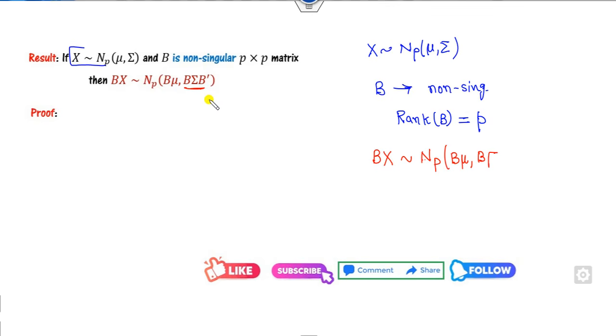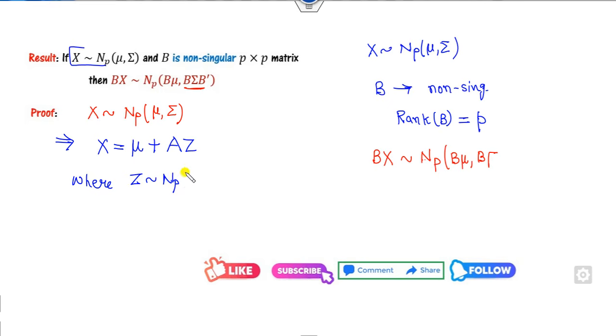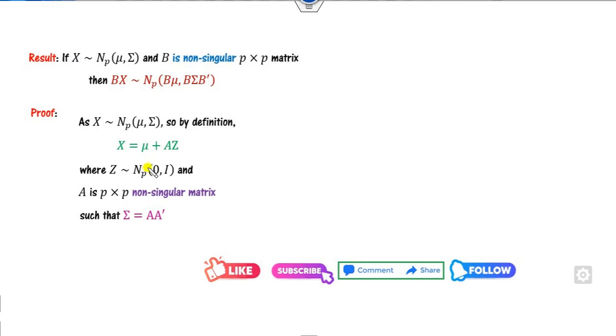The proof is very, very simple. What is given to you? X follows the multivariate normal distribution. Can you tell me what is the meaning of that? By the definition, you can write X is mu plus A Z, where Z follows the normal distribution with 0, I and is independent, where A is my P cross P non-singular matrix and sigma will be A into A transpose. That's the definition of the multivariate normal distribution.